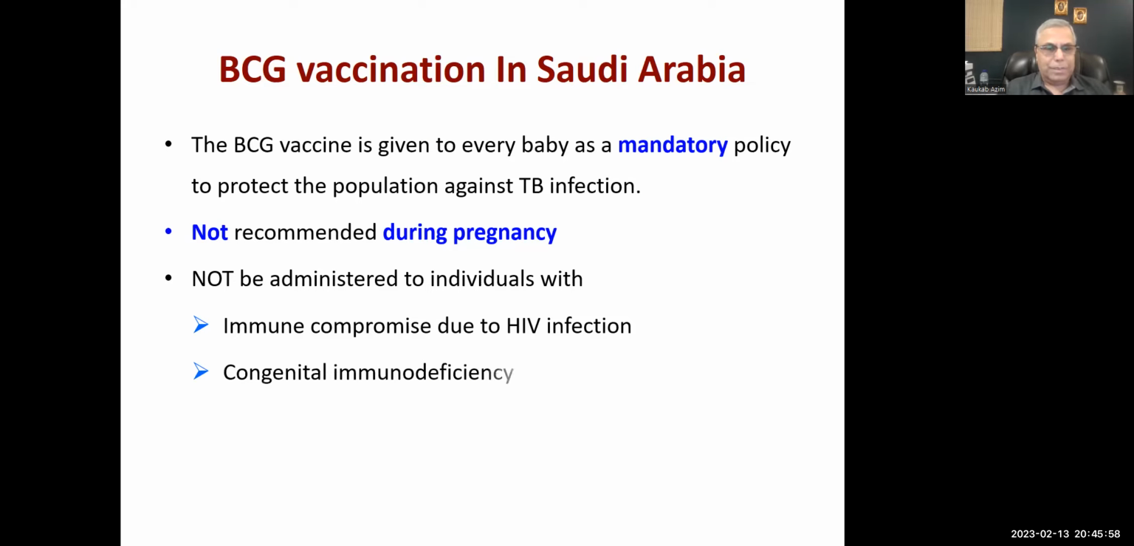They have no immune system at all. Congenital immunodeficiency, malignancy, and immunosuppressive drugs. So what we are saying is the immunity is very weak. Okay, so in those cases, we do not give vaccination.